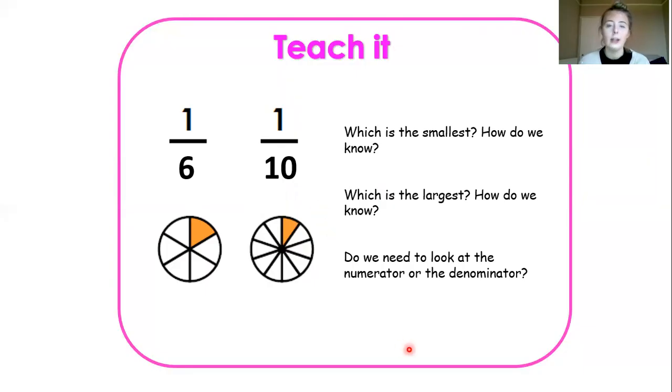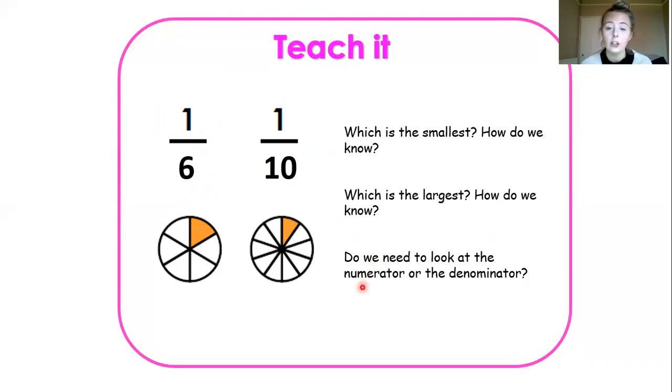Okay, then going back to what we learned a few lessons ago. How do we know? Pause this video now and try and explain that to me. Well, hopefully you remembered when we're looking at unit fractions, we know that the fraction that has the largest denominator is the smallest fraction, isn't it? So when we are looking at unit fractions, we don't need to look at the numerator, do we?